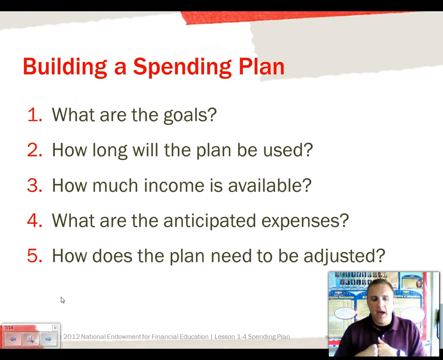And then the fifth step, how does the plan need to be adjusted? Do we need to look at Michael's spending plan and his expenses and adjust them in some way, shape, or form? Do we need to look at Selena's plan and say we need to take some money away from this area and allocate it to this area so that we don't have a negative $18 amount left over?